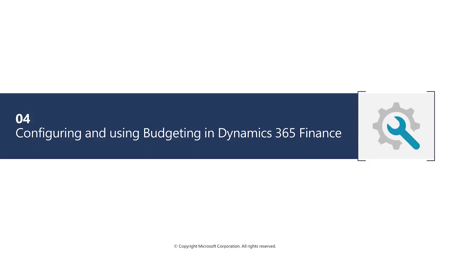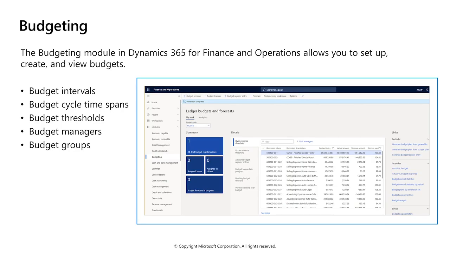Now let's start on Module 4, Configure and use budgeting in Dynamics 365 for Finance and Operations. The budgeting module allows you to set up, create, and view budgets. Budgeting can include budget control, which you can use to monitor the budget funds that are available for planned and actual purchases and expenditures. When you exceed the budget, Finance and Operations shows a warning message, or it can prevent expenditures when you are over budget.